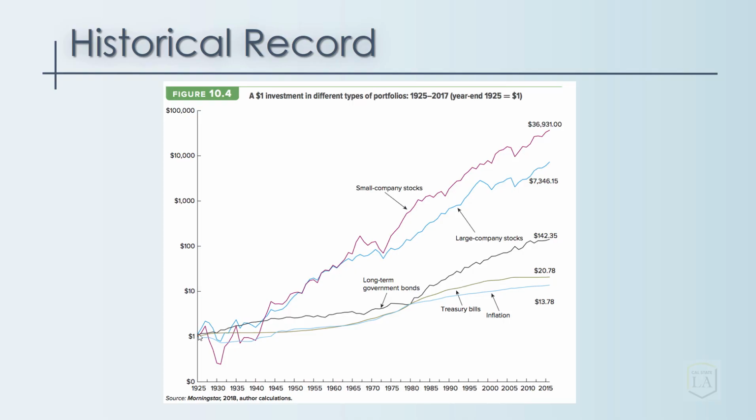If you made your investment just focusing on small stocks, your investment would have grown to $36,931, which is just a humongous return here. And if you just focused on large company stocks, it would be 7,346. What if you just focused on treasury bills? Then it will be 20.78. So as you can see, there is a stark difference among the investment vehicles.